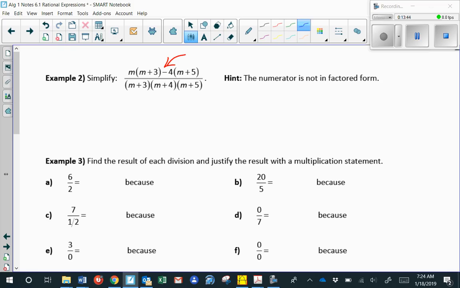So what I'm going to need to do is, like we did in the very first example, I'm going to need to multiply out what's in the numerator. Since the denominator already has 3 factors that are multiplied together, I'm just going to leave it factored.